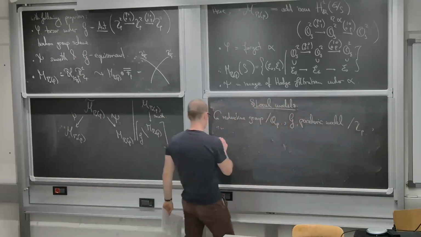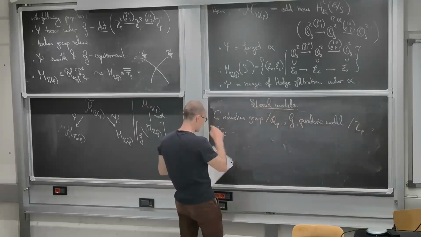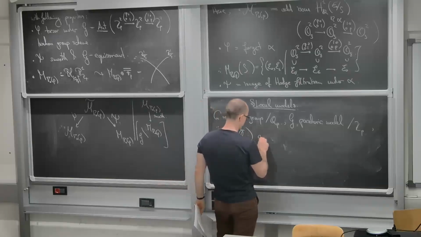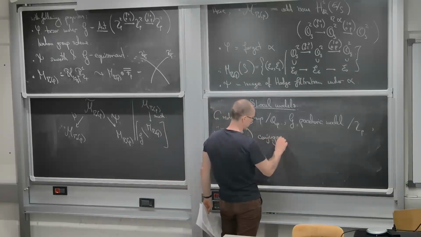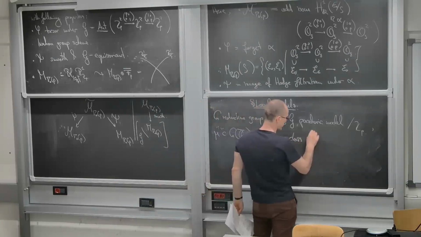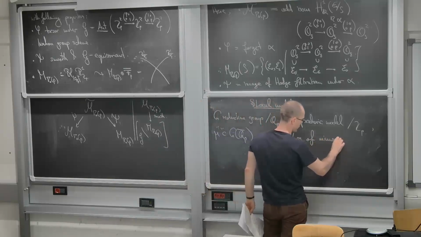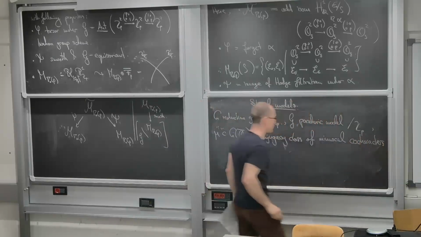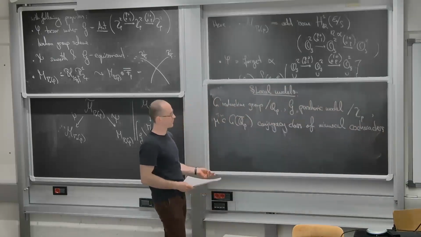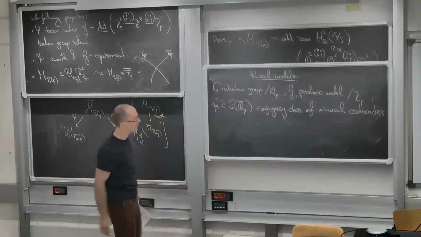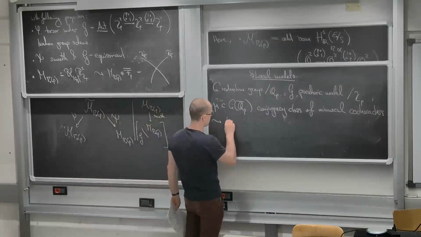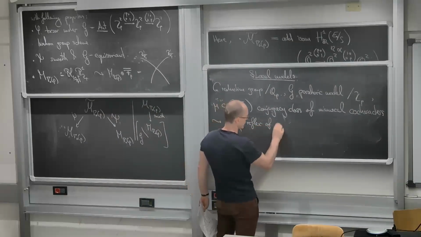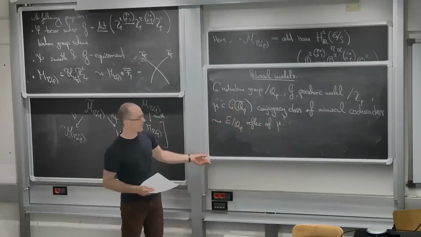And also, from a Shimura variety, you always get a geometric conjugacy class mu of minuscule cocharacters, coming from the Hodge cocharacter of the Shimura datum. And this also gives you E over Q_p, the reflex field of mu, so the field of definition where this conjugacy class is defined.